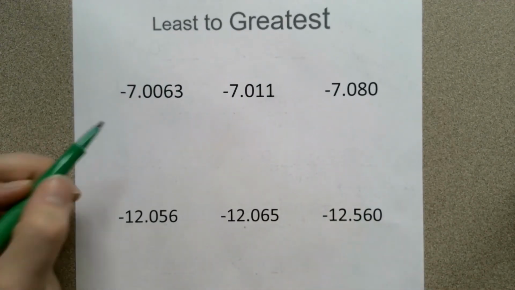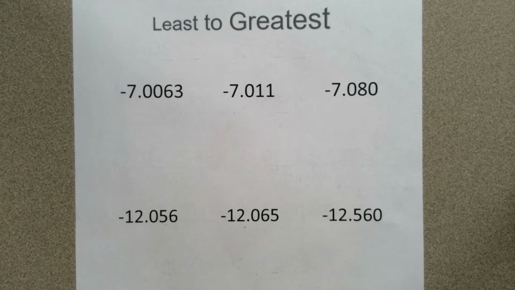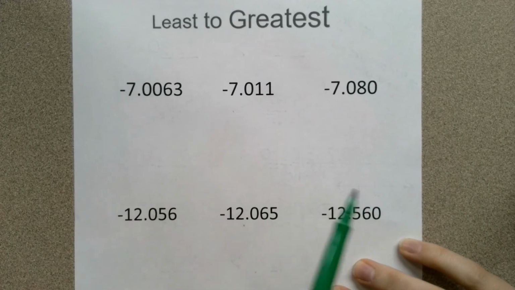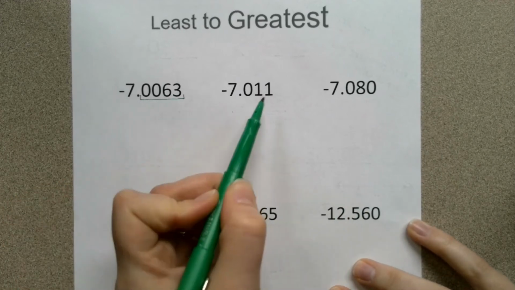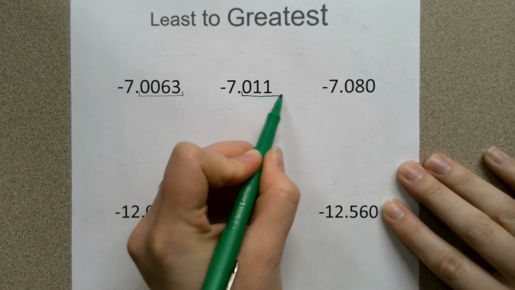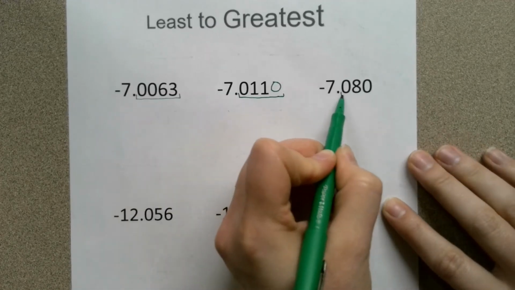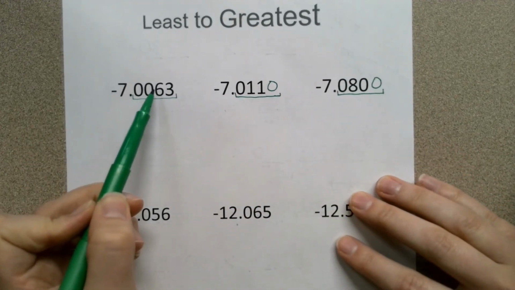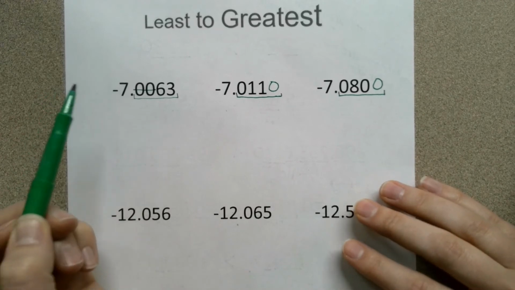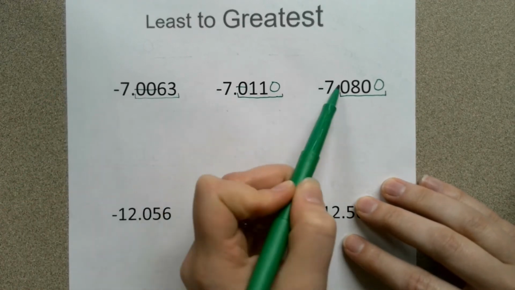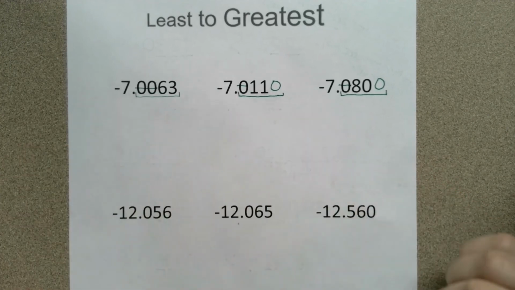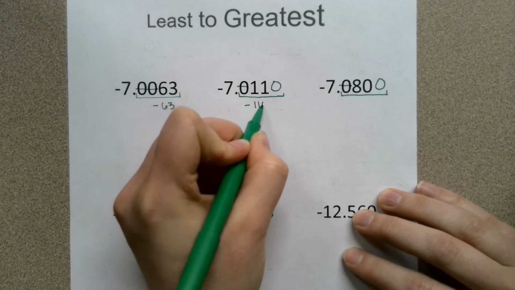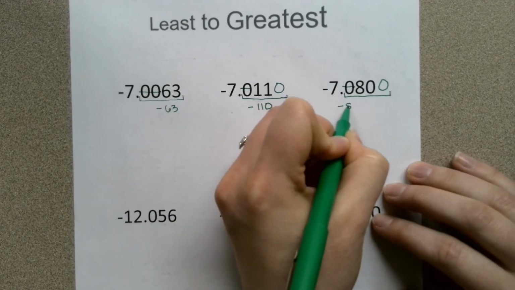When we compare and order them with multiple numbers, we're going to use the same process. First, we're going to start by making them have the same number of digits to the right of the decimal. This one has 4. This one has 3, so we need to add a 0. And this one also has 3, so we're going to add a 0. We want to look at the digits from left to right once they are no longer 0. The 7s, they all match. So this one is like -63. This one is -110. And this one is -800.